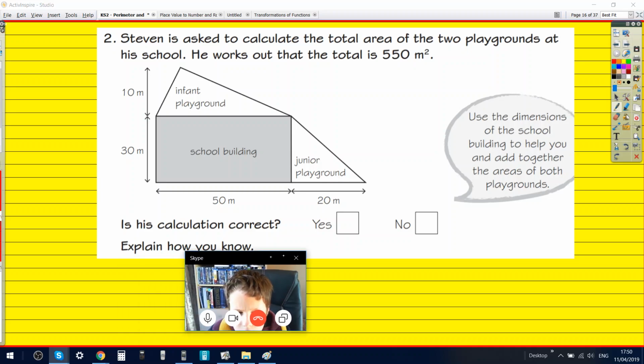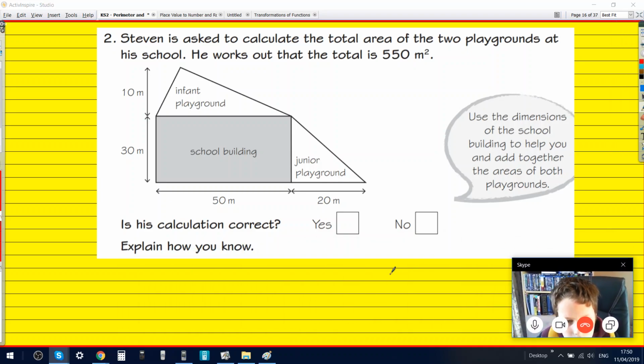Okay, what about this? Stephen is asked to calculate the total area of the 2 playgrounds at his school. He works out that the total is 550 meters squared. Is this calculation correct? Explain how you know. So there's the school building, the infant playground, and the junior playground.